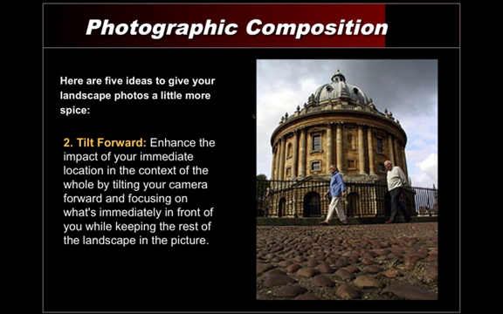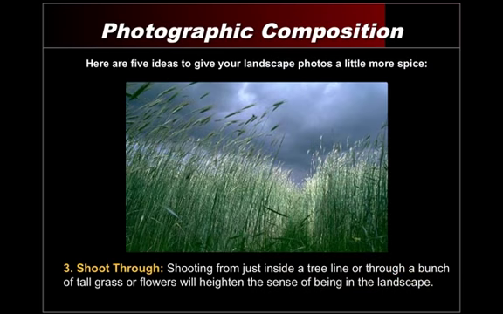The second tip here is you can tilt the camera forward, to enhance the impact of your immediate location in the context of the whole. You can do this by tilting the camera forward and focusing on what's immediately in front of you while keeping the rest of the landscape in the picture. We can see that gives definitely a different perspective when we try the tilt forward approach. Third tip, this one's quite dramatic, shooting through the grass.